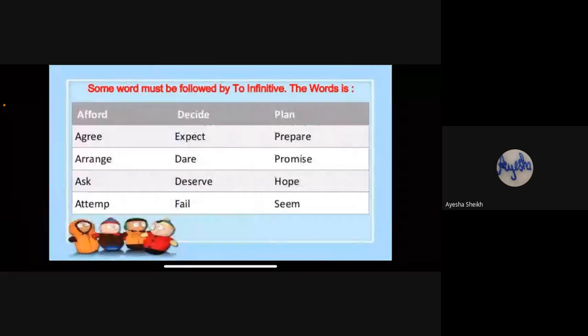Some words must be followed by to infinitives. The words are afford, decide, plan, agree, arrange, ask, attempt, accept, dare, deserve, fail, prepare, promise, hope. So these verbs must be followed by to. Without to, you cannot use these verbs. For example, to afford, to agree, to arrange, to ask. With all these verbs, you have to put to before these verbs.